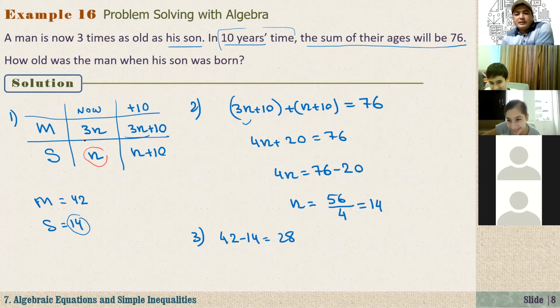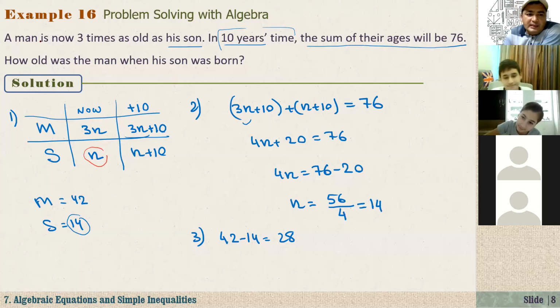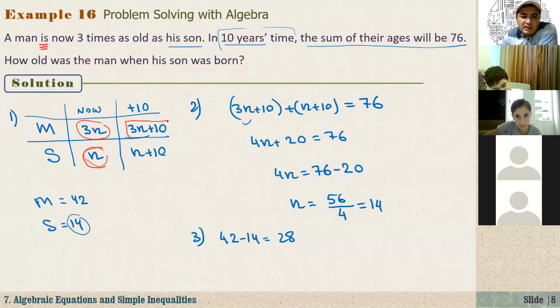Anyway, here we just start from the present time. A man is, means we are talking about present time, now 3 times as old as his son. Right now, his son is n years old. Then his father, the man, must be 3n years old. In 10 years' time, the father will be 3n plus 10. That is the father's age after 10 years.